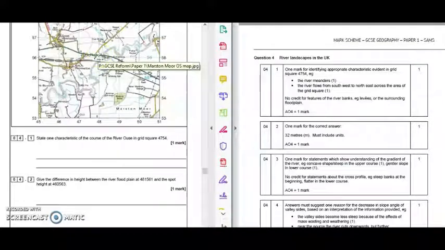So that's 14. And then the other point is 46, 0, 56, 3. The height of that land is 46. So the difference will be 32. You need to have meters as well.